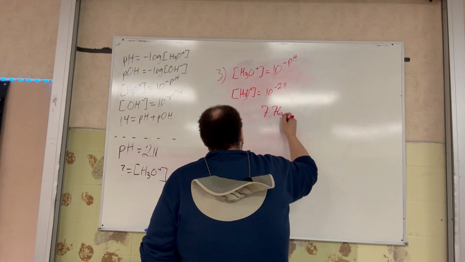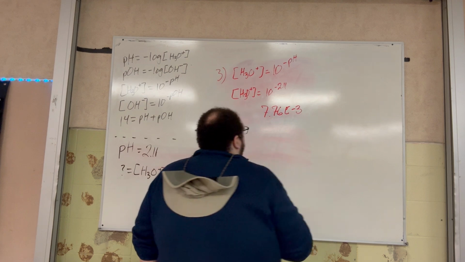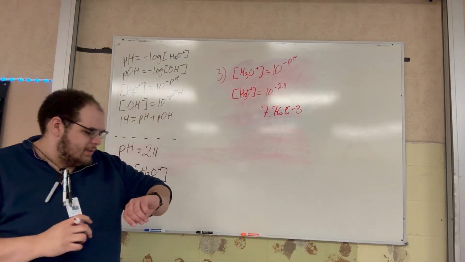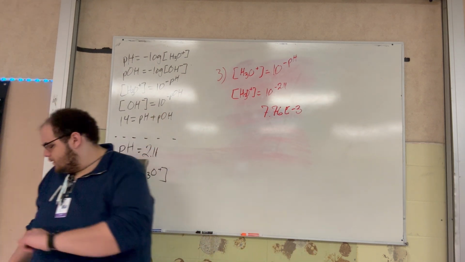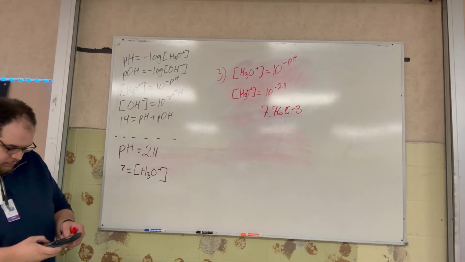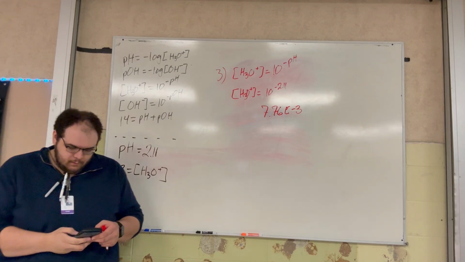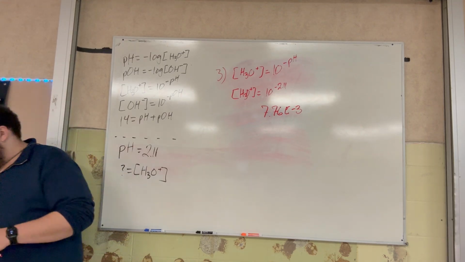7.76 to the negative third power. Ethan says 7.76 E negative 3. Does anybody else agree? Good job.